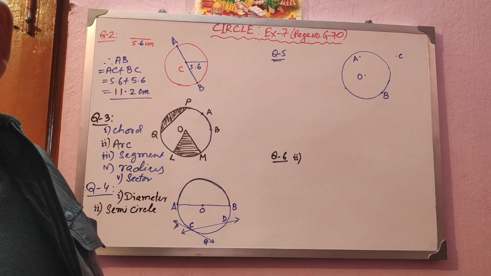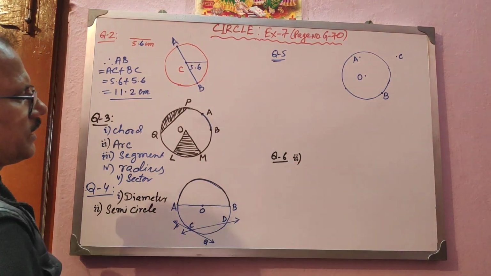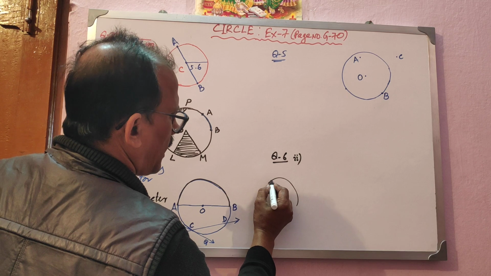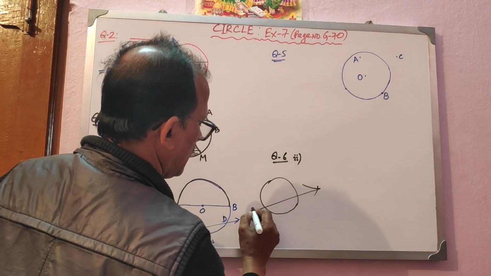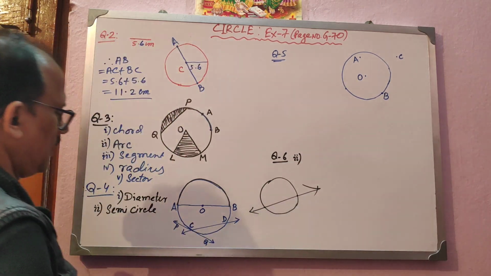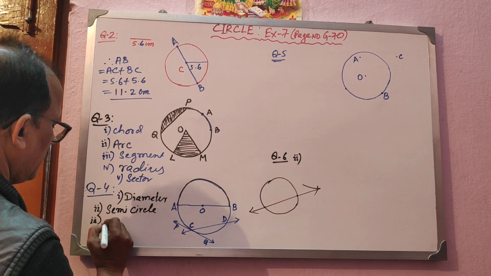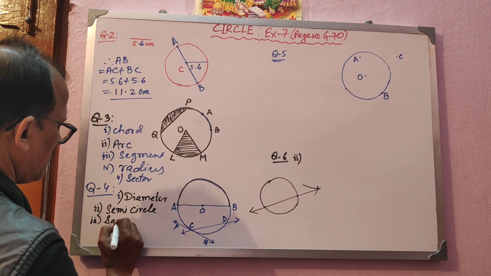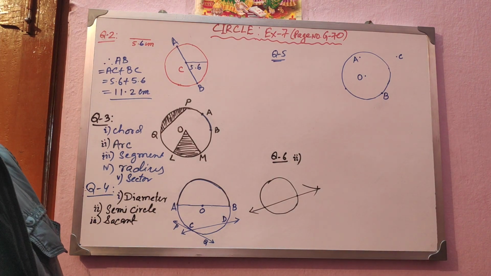Then line CD is called what? A line that crosses a circle and touches two points of the circle, this point and this point, is a secant. So line CD is a secant. The spelling is S-E-C-A-N-T. Secant of the circle.